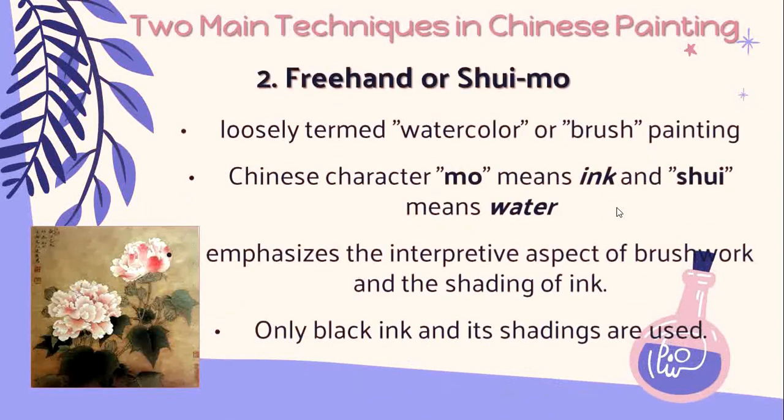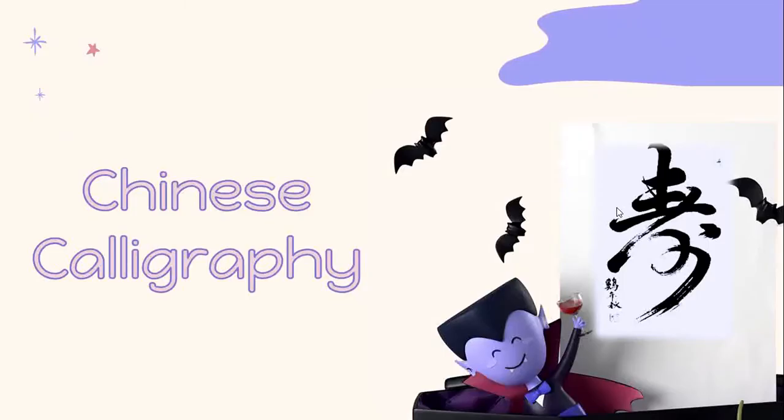The next one is the freehand or shuimo, the loosely termed watercolor or brush painting. The Chinese character mo means ink and shui means water. This style is also referred to as xieyi or freehand style. This style emphasizes the interpretive aspect of brushwork and shading of ink and seeks to express the essence of the subject rather than the details of its appearance. Only black ink and its shadings are used.